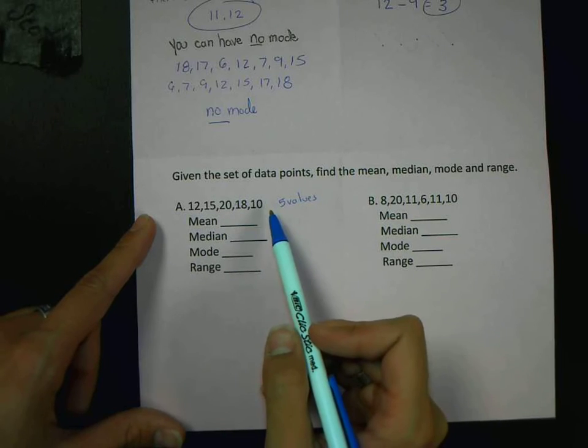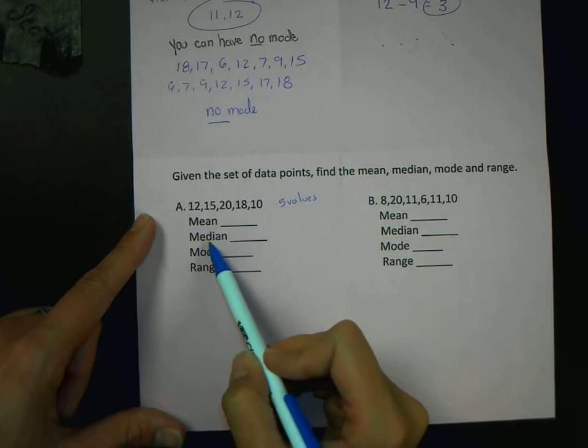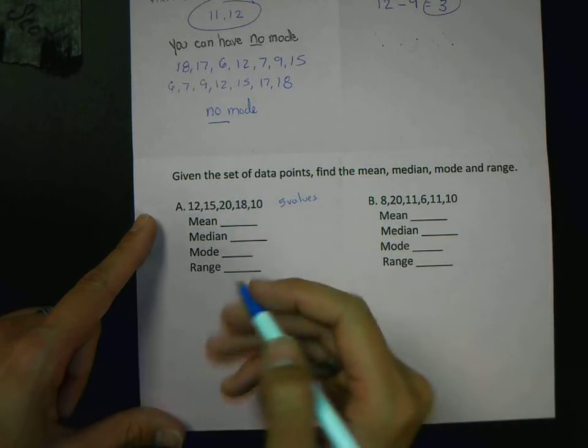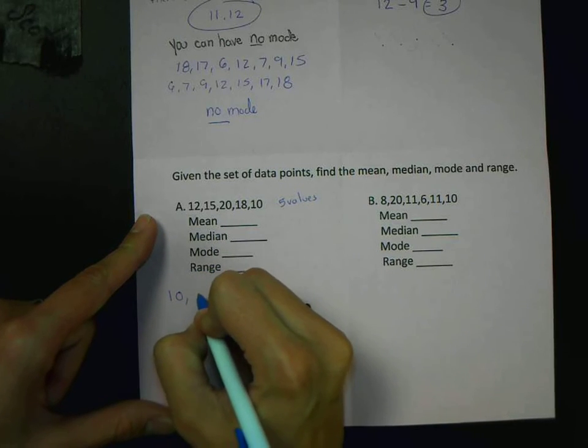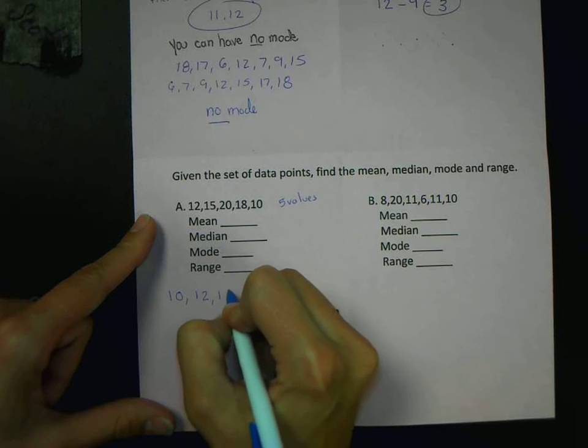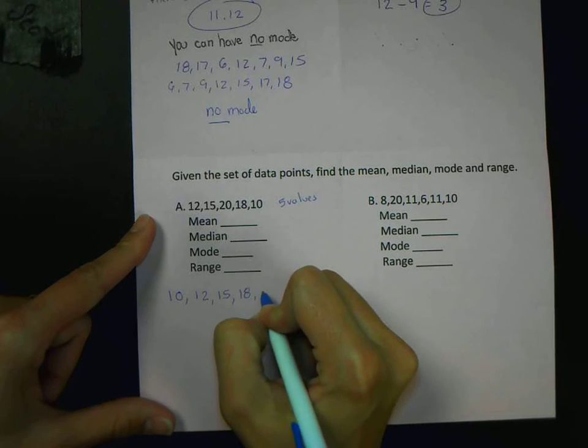So I have 10, 12, 15, 18, and 20. Okay. I know right off the bat I have no most occurring numbers here, so my mode is going to be no mode.